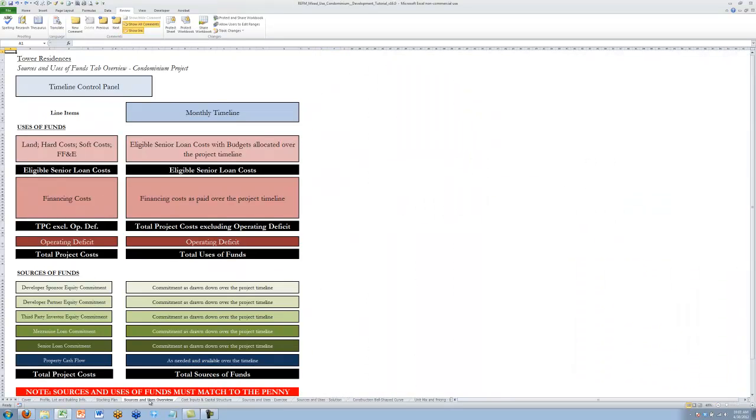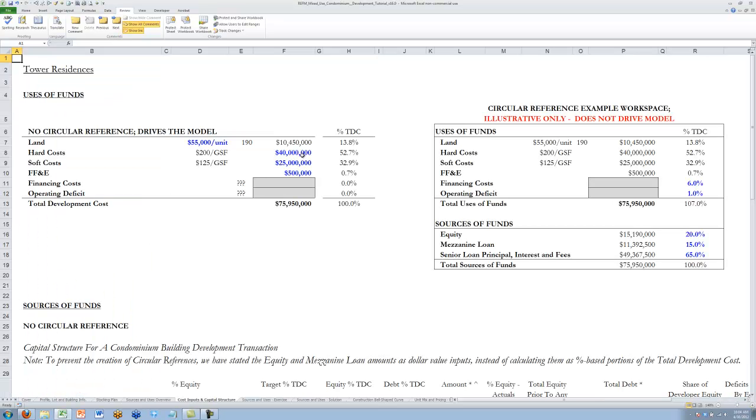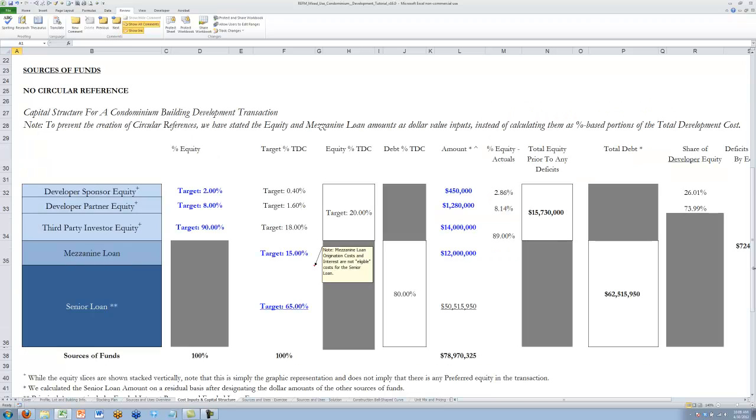Here on the Sources and Uses Overview tab, we show an illustrative block diagram of how our Sources and Uses of Funds tab is laid out, and have made inputs for some of those items, based on initial estimates for a building of the size and type that we are envisioning. To prevent any circular references, we have stated the equity and mezzanine loan amounts as dollar value inputs.